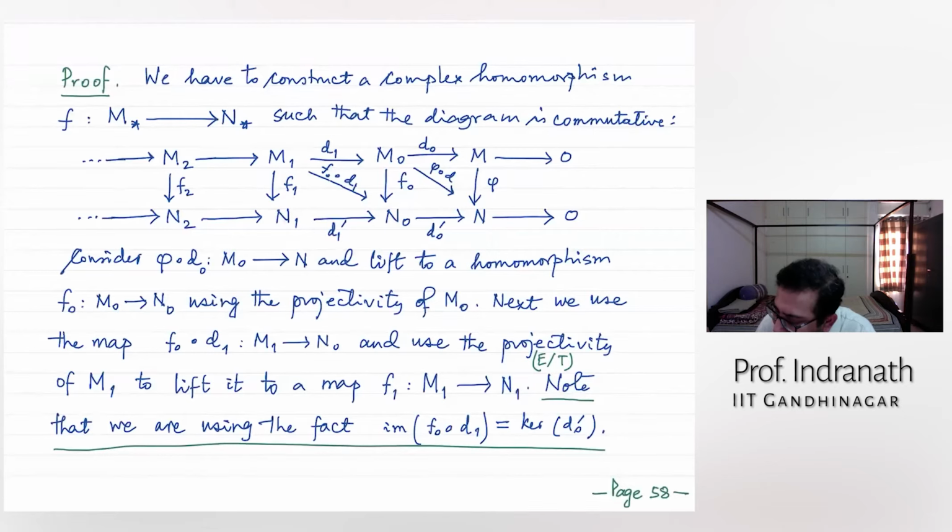And now what you have, yeah, just a minute. Let me just finish this line, then you ask your question. So you lift it to this, and note that we are using the fact that the image of F circle D1, which is sitting here, is equal to the kernel of D0 dash. Now, before I go on, yes, what is your question?